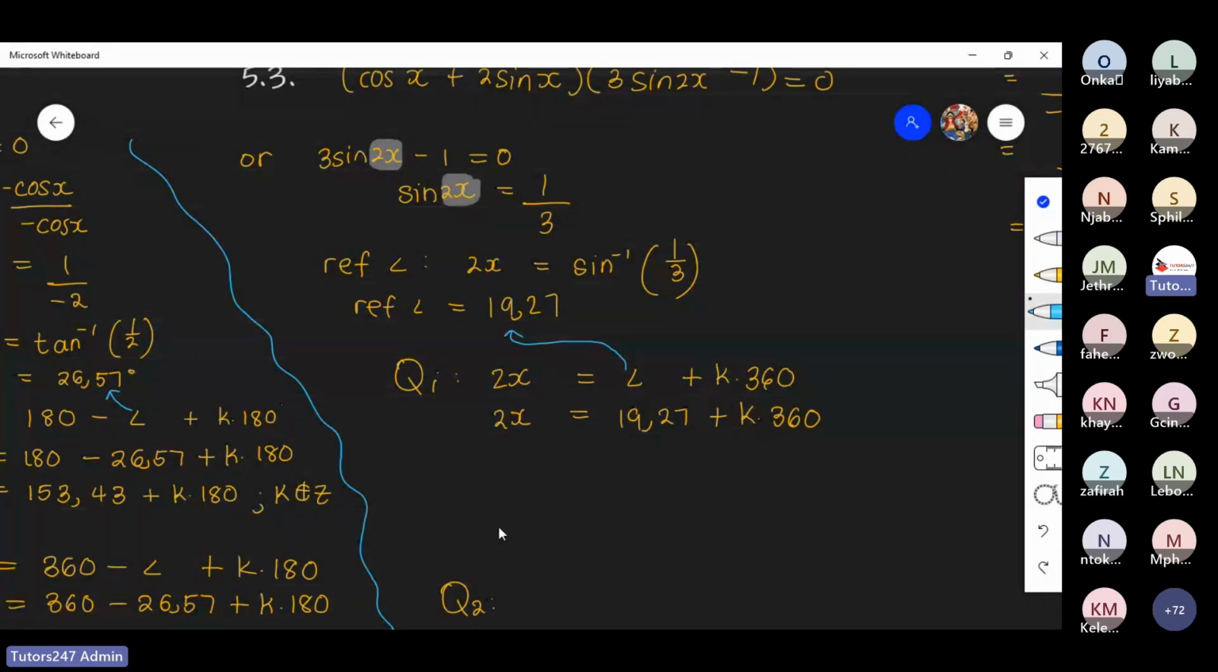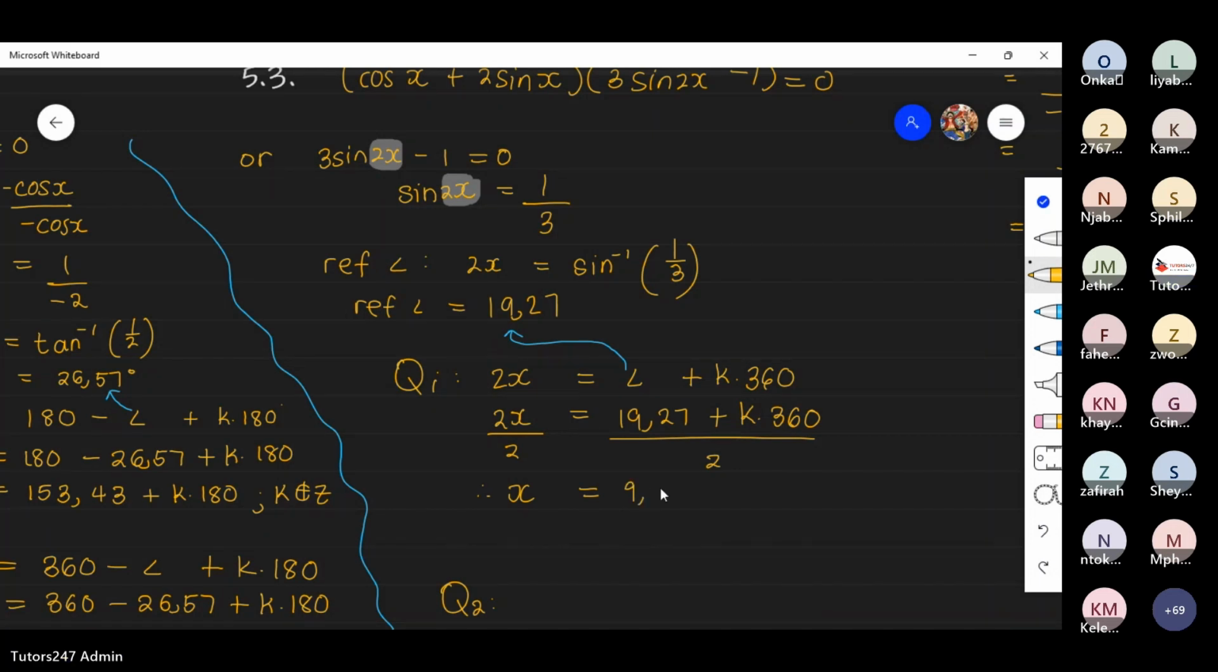Now keep in mind, as I've mentioned previously, the period of tan is 180. That is why we used k times 180 on the left. The period of sine and cos is 360. That is why we are using 360 on the right. So from here, I'm going to divide this whole side by 2, and I therefore end up with x equals, now we divide 19.42 by 2, and that gives us, yes.